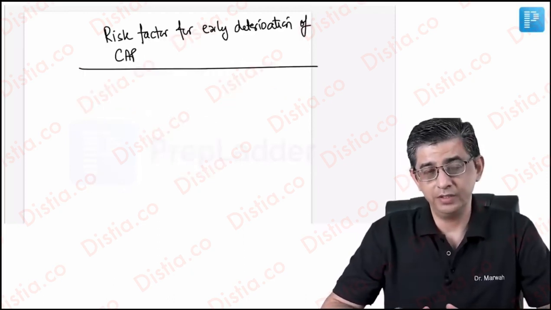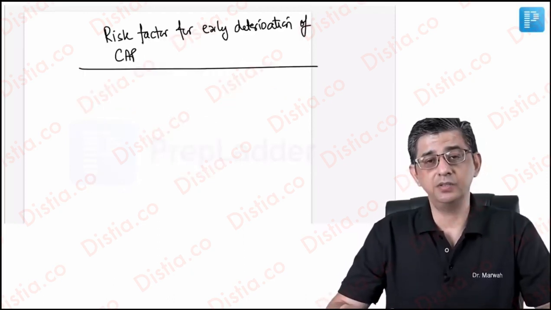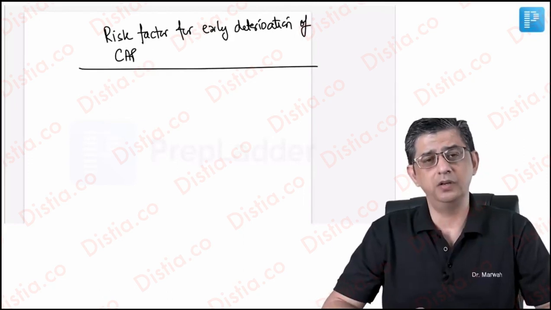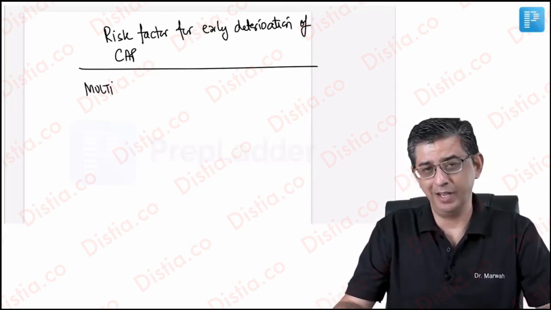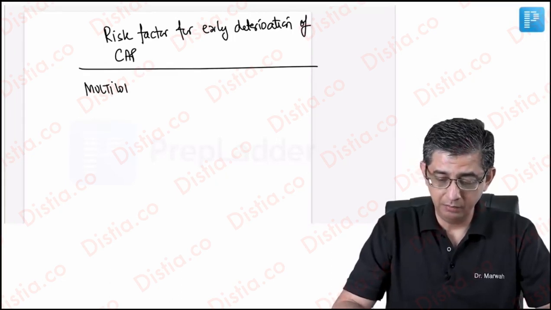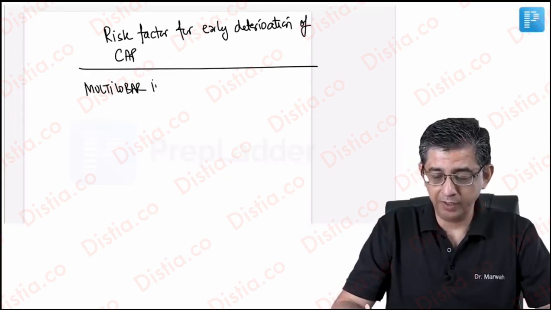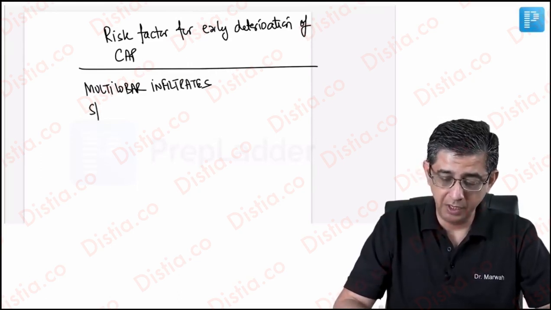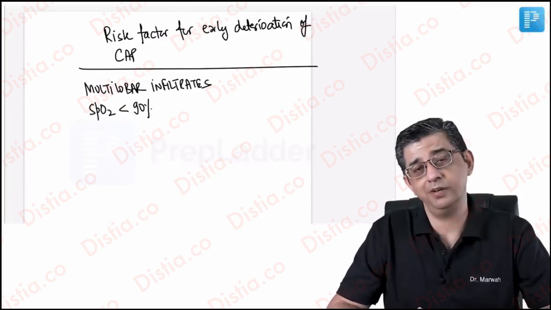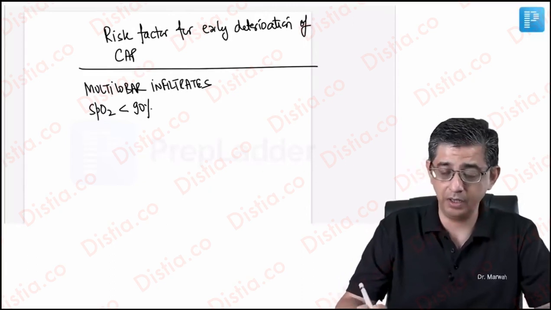Now, coming to the end of the discussion, I want to mention some risk factors for early deterioration in a patient with community acquired pneumonia. I'll be dividing the discussion into two. One can be clinical findings. The second one would be laboratory findings. Like if a person is having multilobar infiltrates, the chances of him deteriorating would be relatively faster.